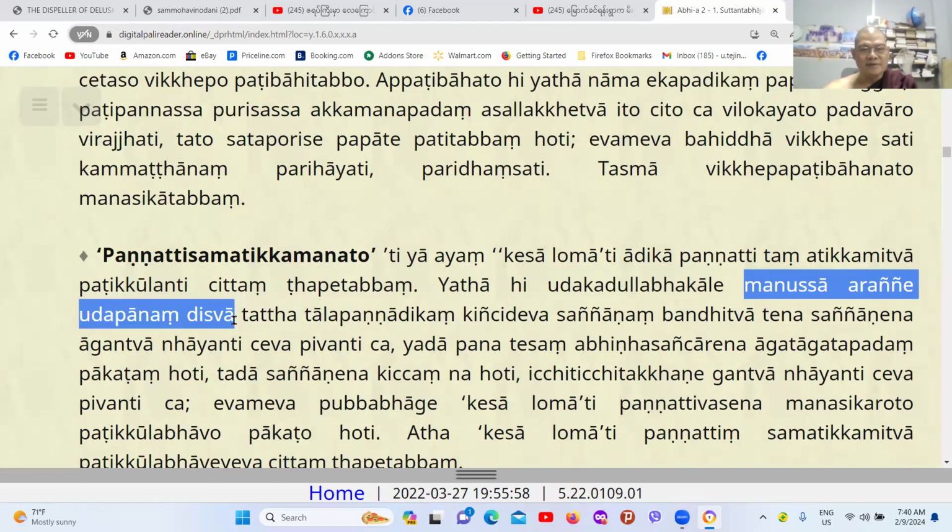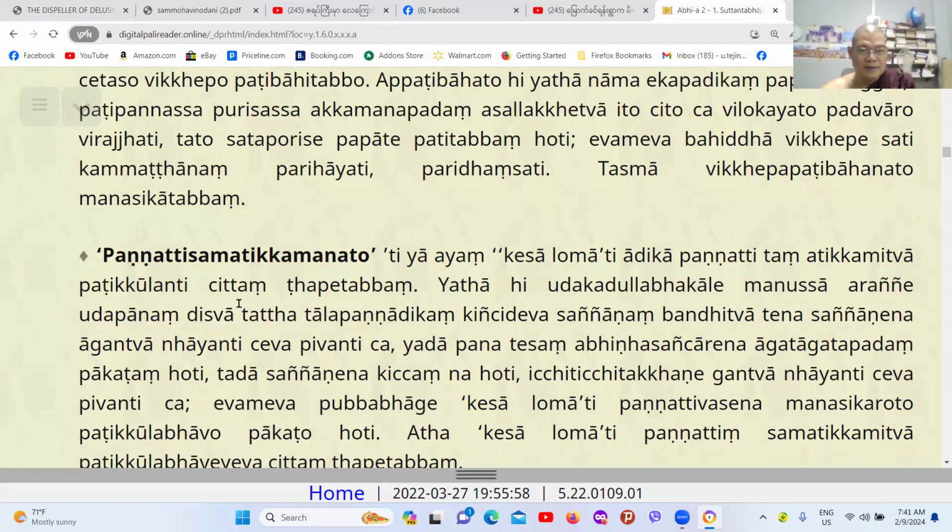Arañña upagamma disva, they see one well there, full of water. It's very far from the village. In the village, there is no more water, it's very hard to get water. So in order to find water, they go to the forest. Then they see one udapana, the well. They see the well, tatra, nearby, or near the well.